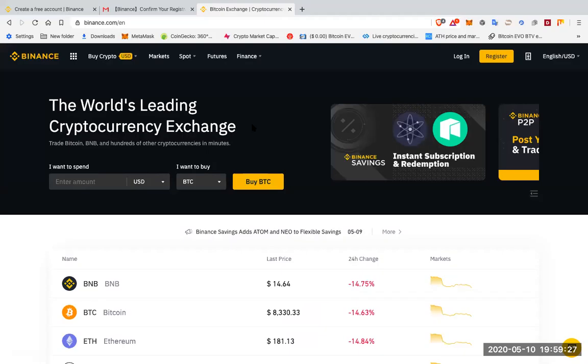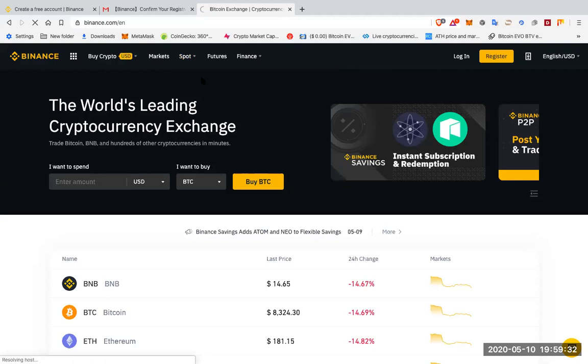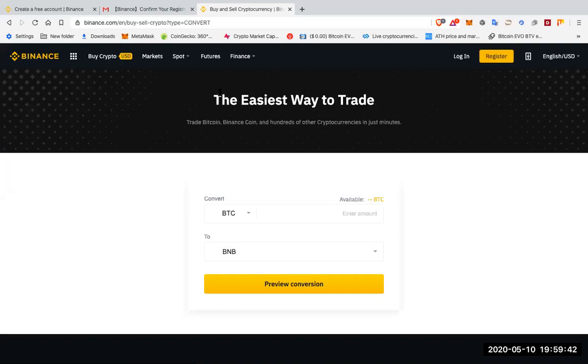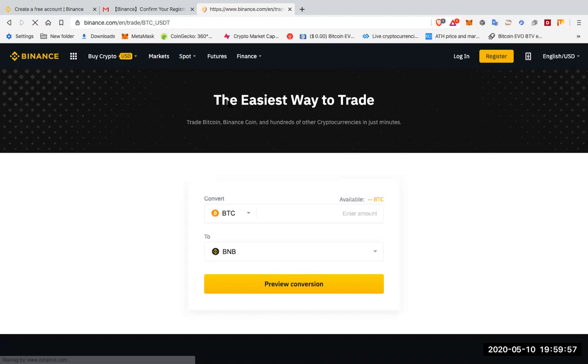Let me go back to the spot. This is basic, the easiest way to trade, very simple. And what I also like about Binance is you don't need to struggle on identifying. This is the easiest way to trade. It's instant. That's why it is called the spot basic. But classic, this is how it looks. This is classic.